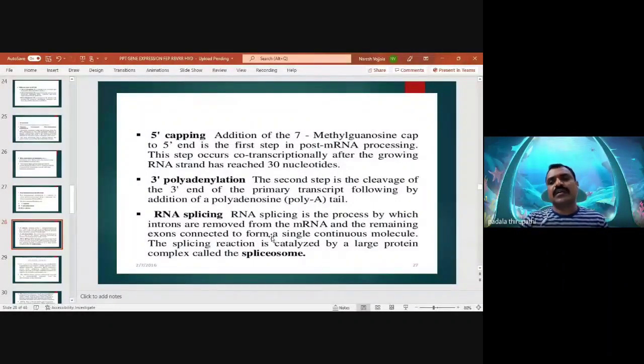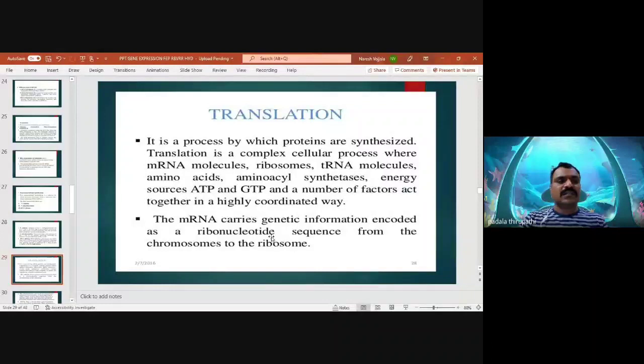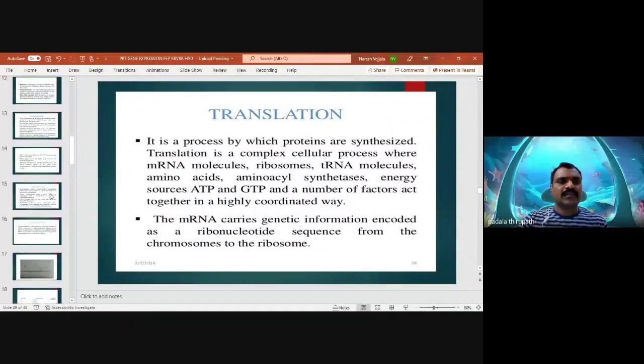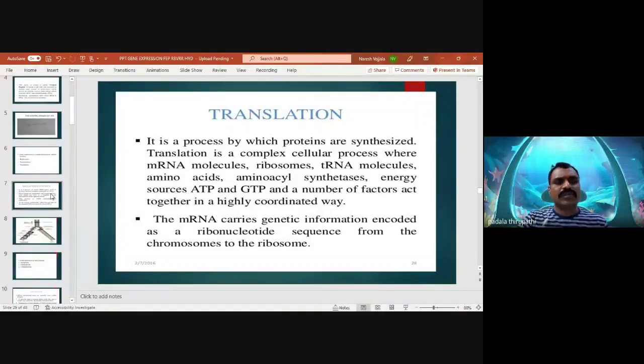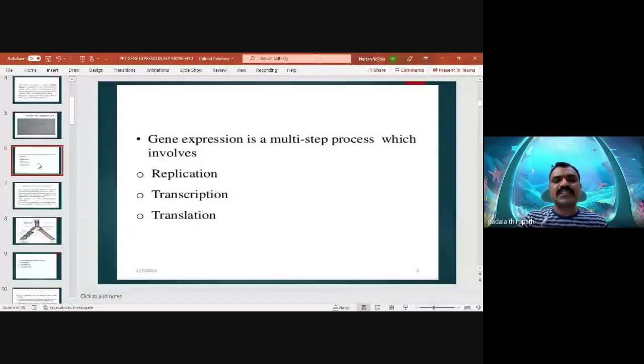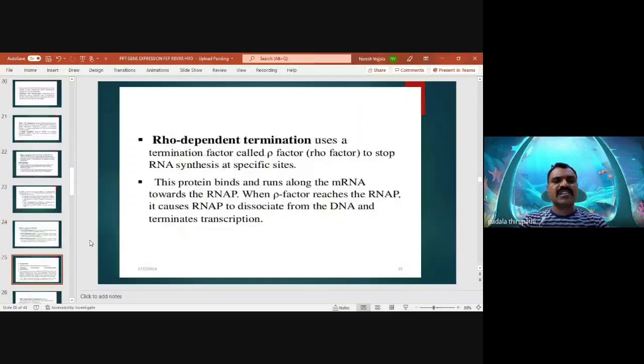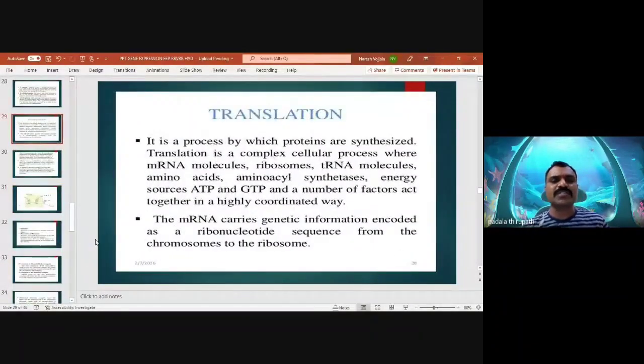Then after transcription, the most important and complex stage of the sequential events of gene expression is translation. This is the third sequential step of gene expression. Am I clear? In the previous class, we discussed the replication of DNA and transcription, which is from DNA to mRNA synthesis. Then the third multi-step process is translation. Translation is the process by which proteins are synthesized, from mRNA to protein.